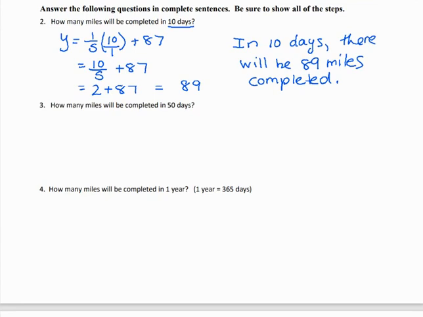So number 3 says how many miles in 50 days. And then don't get tricked up with number 4. It says in 1 year. But remember, our time is days. So we have to use that little hint they gave us. How many days are in a year? 365. All right. So everybody try those. If anyone needs a calculator, let me know. If you have one, you can use that, of course.